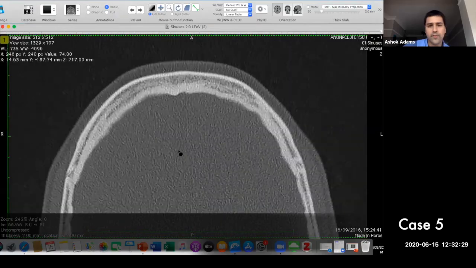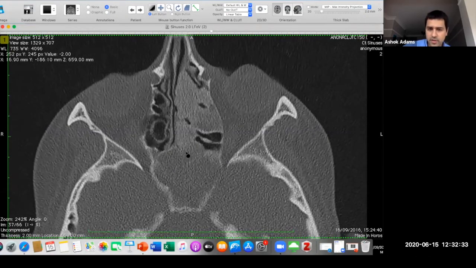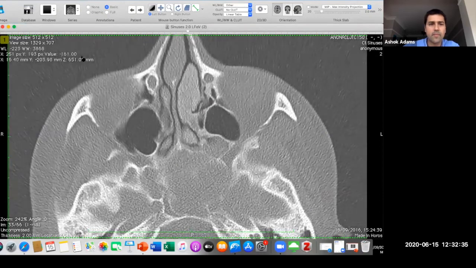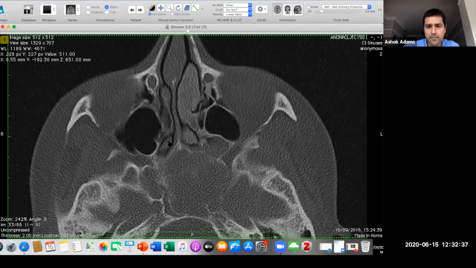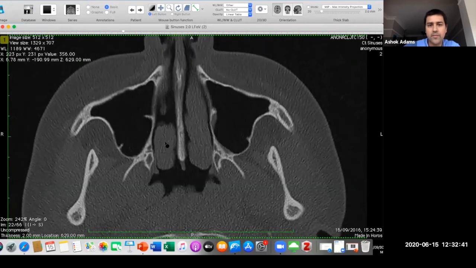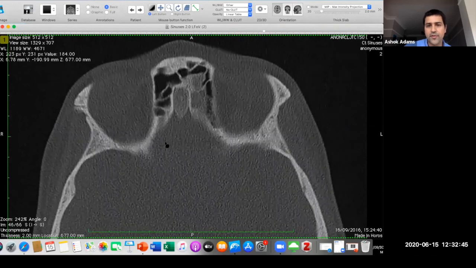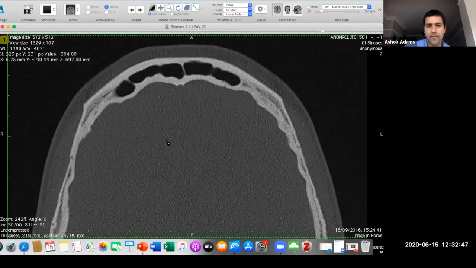Okay, this is another patient which was helped with the use of the MRI, which I'll show you in a moment. So this patient actually presented with visual loss in the left eye, and symptoms of nasal blockage on the left side as well. So this was the sinus CT that was performed first off.